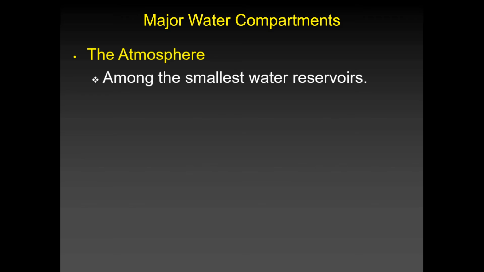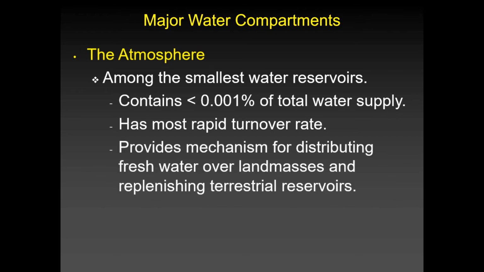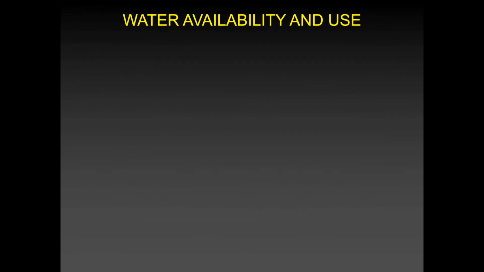The atmosphere is among the smallest water reservoirs. It contains less than 1/1000% of the total water supply. It has the most rapid turnover rate though, with evaporation and rain. It provides a mechanism for distributing fresh water over land masses and replenishing terrestrial reservoirs.